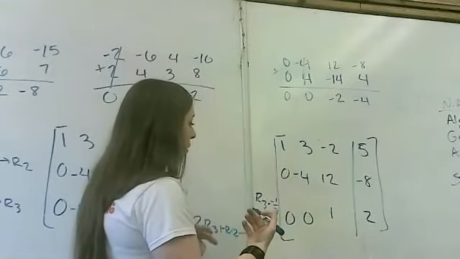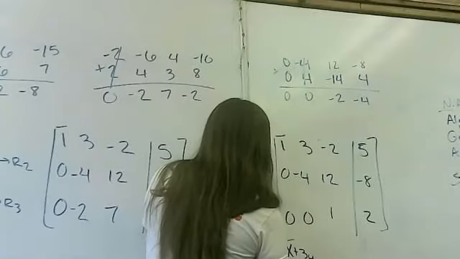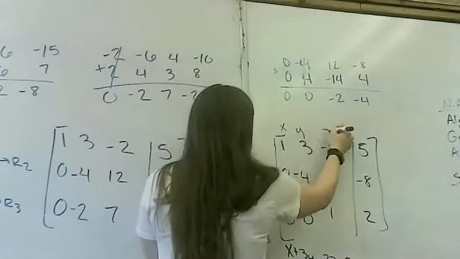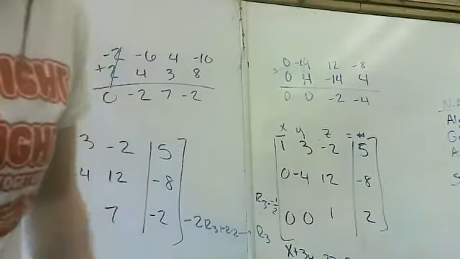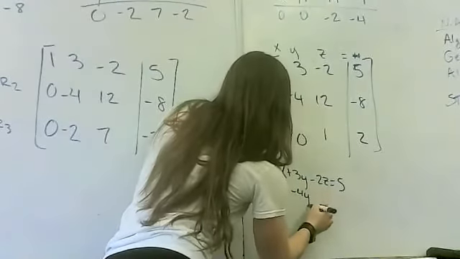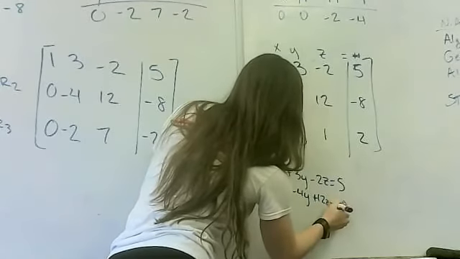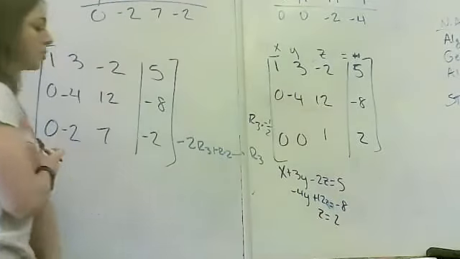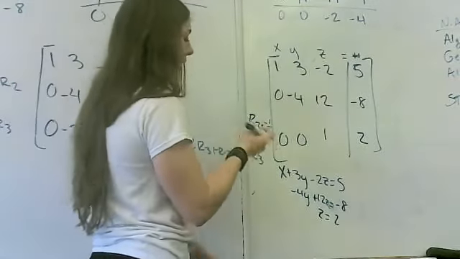So now when I bring this back out, what I have is 1x plus 3y minus 2z equals 5. Again, because it goes x, y, z, equals sign, number. And then, oh, sorry, you can't see that. And then I have no x's: negative 4y plus 12z equals negative 8. And finally, z equals 2. So now you just need to use back substitution in order to solve for y and x.